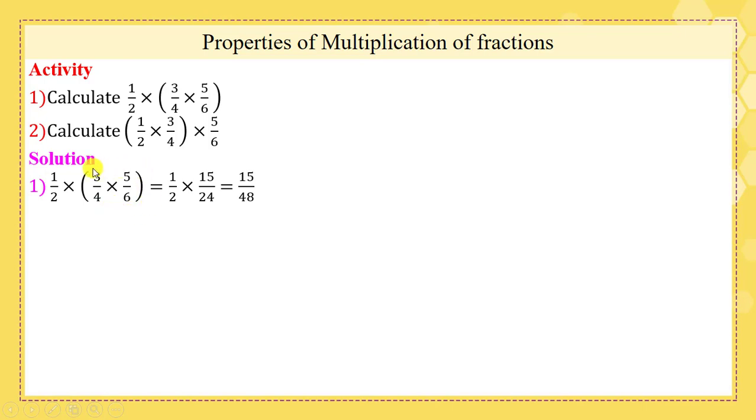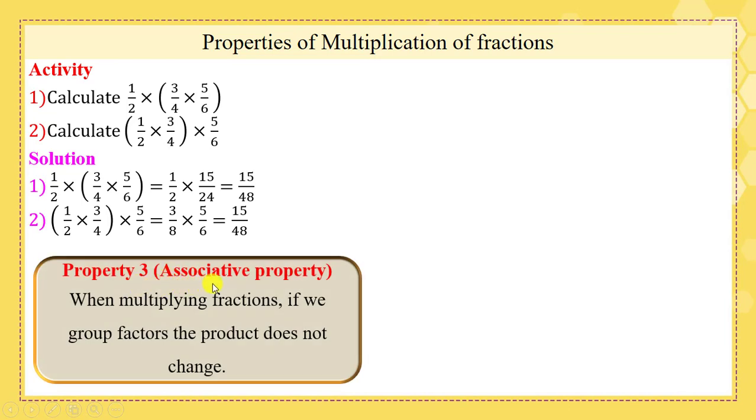The priority is for the parentheses. So 3 times 5 equals 15. 4 times 6 equals 24. 1 times 15 equals 15. 2 times 24 equals 48. Part 2. 1 over 2 times 3 over 4: 1 times 3 is 3, 2 times 4 is 8. 3 over 8 times 5 over 6 equals 15 over 48.